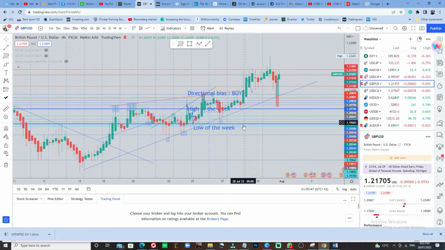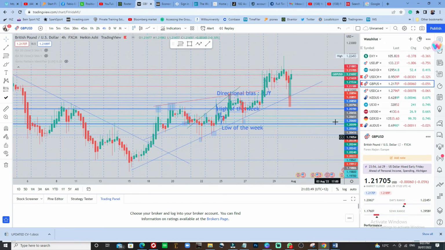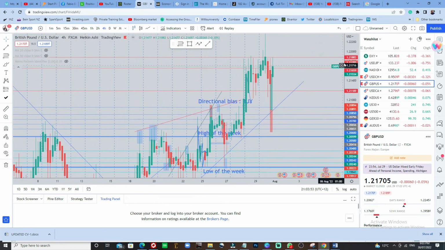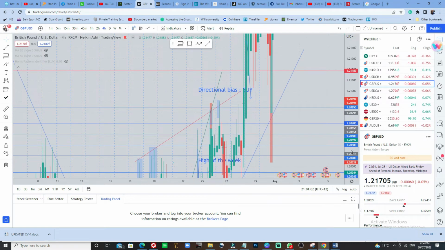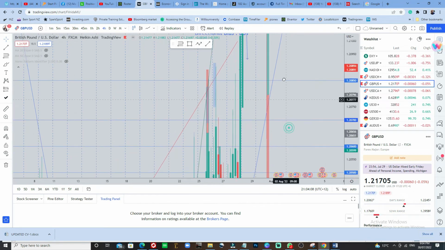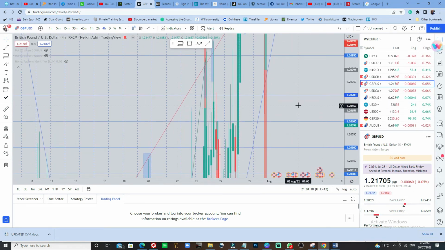Then I drew psychological levels. Psychological levels are round numbers which I plotted on this chart. I found one here, one here, and one here, the ones that are rounded off, like this one, 1.20850. The ones that end in zeros basically.